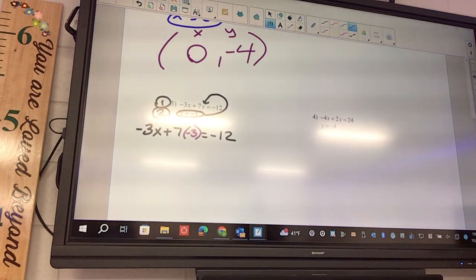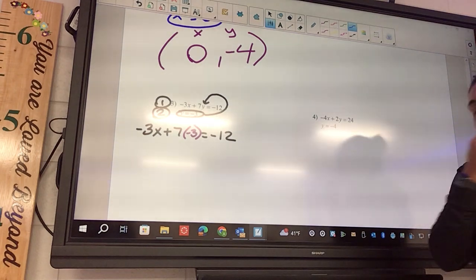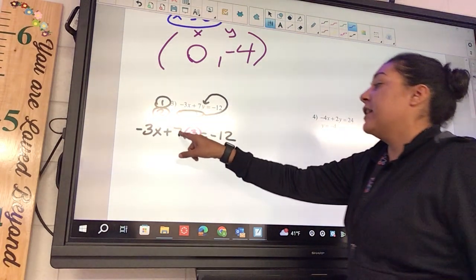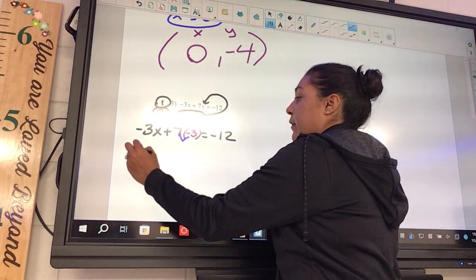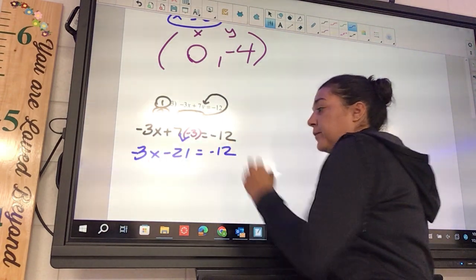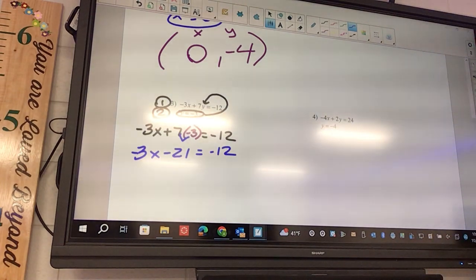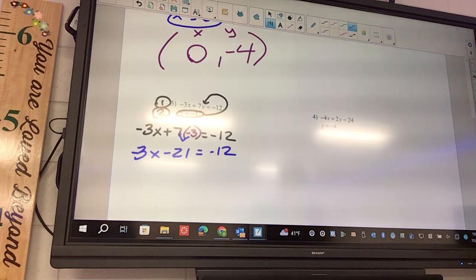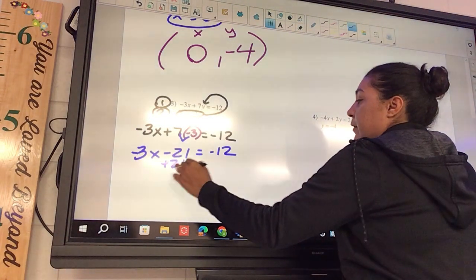Okay, and then we're going to go ahead and do what? Well, obviously we're going to solve, but what needs to get done? 7 and 3. So 7 times -3 is going to be -21. And everything else is going to stay the same. Now if we're looking at this, who's the third wheel? -21. So I'm going to add 21 to both sides.